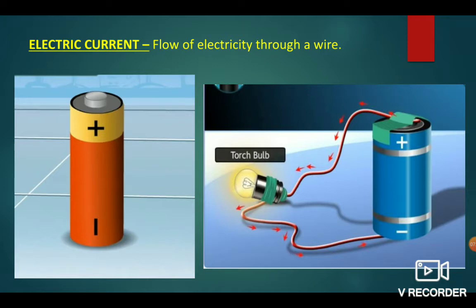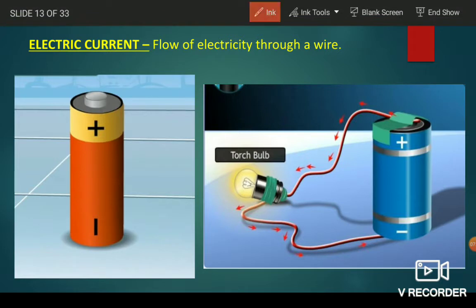Now, our next topic is electric current. So children, when electricity moves through a wire or any other appliance, then we say electric current is flowing. So when electricity flows through any wire or any medium, it is called electric current.